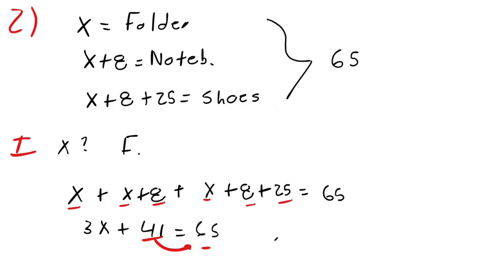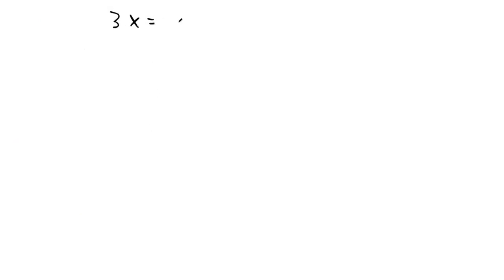And so 3x would be equal to 65 minus 41. So start thinking about it. Of course, do it without a calculator, and then I'll see you on the next page. If it gave you the value of 24, then you're correct. Now what happens next? x would be equal to 24 over 3, right?